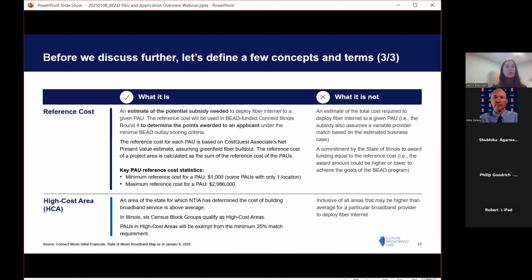And if you are applying for several PAUs, the only reference cost that we'll be looking at is the sum of all PAUs' reference cost. So we won't know and we won't ask for the specific cost to serve each individual PAU. So in one PAU, you might request more funding. In another one, you might request less. And you can be strategic in that the only thing we'll really look at from a scoring standpoint is how your requested subsidy compares to the sum of all reference costs in your application.